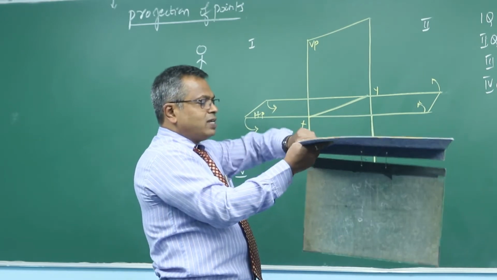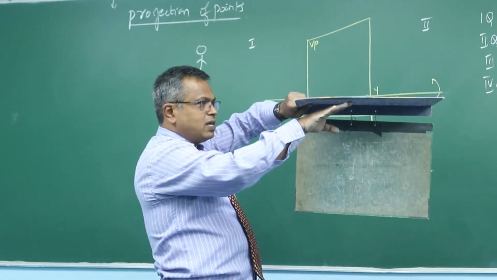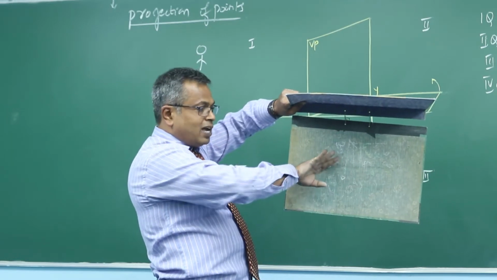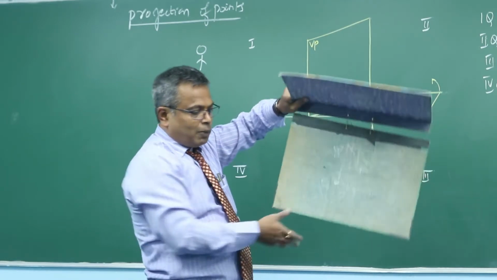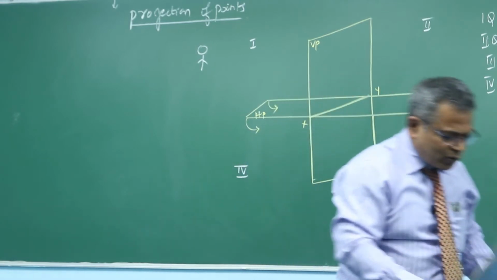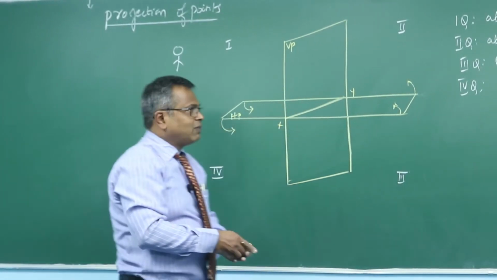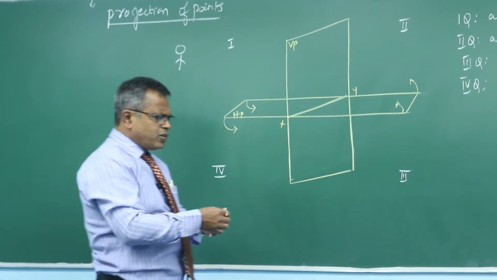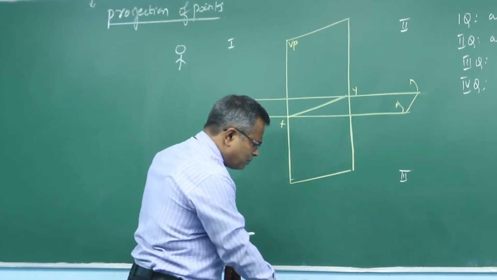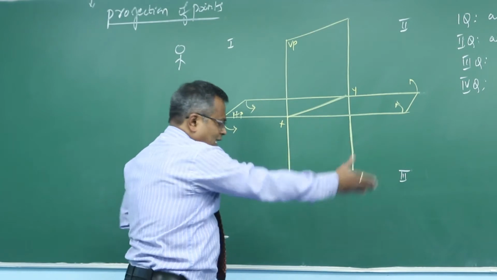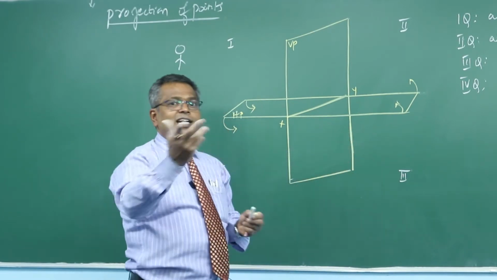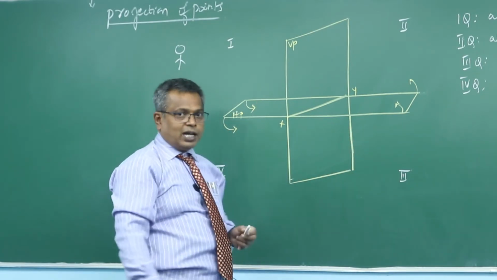Suppose a point lies in the fourth quadrant. That means it is below the horizontal plane and in front of the vertical plane. So we can locate a point in the four quadrants: first, second, third, and fourth. Imagine this is a horizontal plane and this is a vertical plane. That is nothing but the XY line, the intersection of the horizontal plane and the vertical plane.